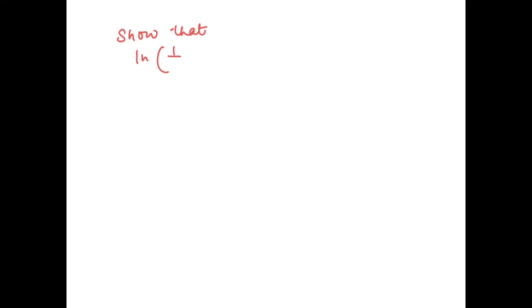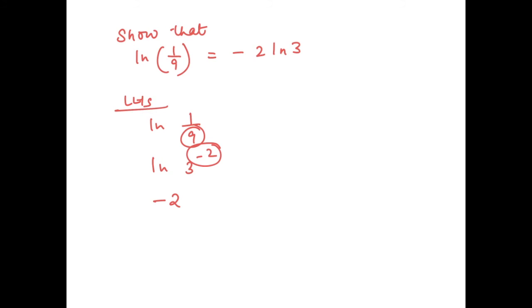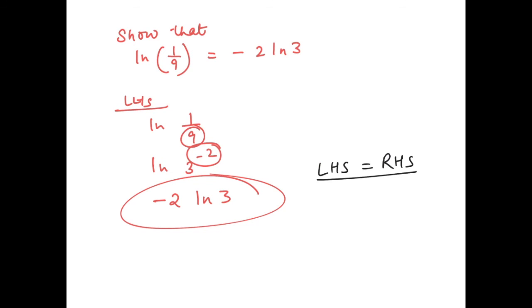If the question is given like, show that ln 1 over 9 equals negative 2 ln 3. So let's start from the left hand side. The left hand side says ln 1 over 9. We can represent it as ln 3 to the power minus 2, because 9 is 3 to the power 2 and we are taking its reciprocal, so it will be 3 to the power minus 2. Now this minus 2 will come in front as per the ln rule. So minus 2 ln 3. That's our answer, which is equal to the right hand side. This type of question is most interesting in logarithm.